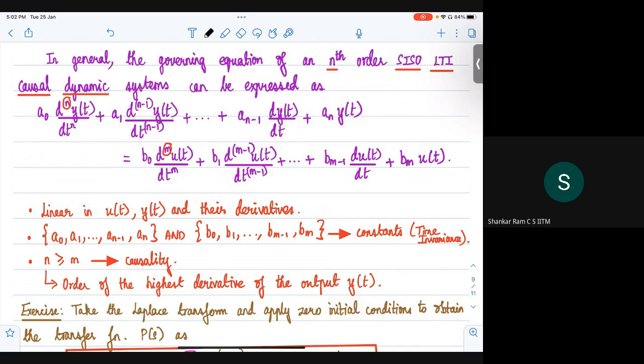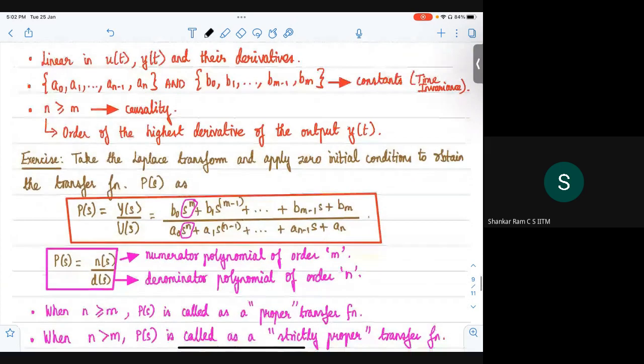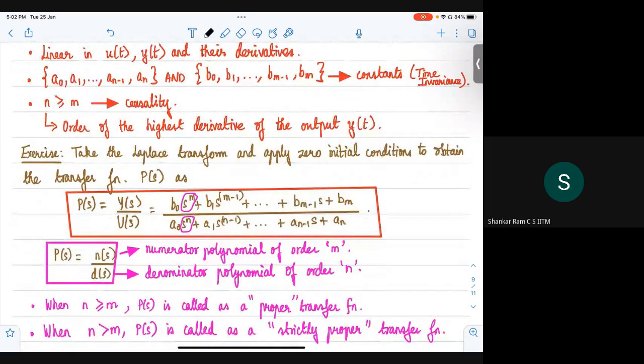And if we take the Laplace transform of this equation, apply zero initial conditions, and take the ratio of the Laplace of the output variable to the input variable, we get a quantity called the transfer function. Okay, so this is how we derive the transfer function. In general, a transfer function is a ratio of two polynomials in the complex variable s. So there is a numerator polynomial n of s, which is of order m, and there is a denominator polynomial d of s, which is of order n.